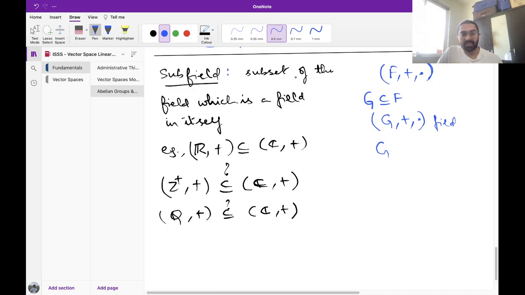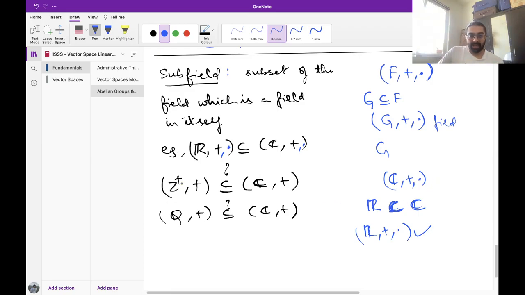Now we have subsets of fields. For example, let's talk about complex numbers and addition. Your real numbers are actually a subset of this complex numbers field. We know that R is a proper subset of the set of complex numbers C, which we know for a fact. Now, is R plus dot also a field or not? It is a field. Therefore, we say that R plus dot is a subfield of C plus dot.